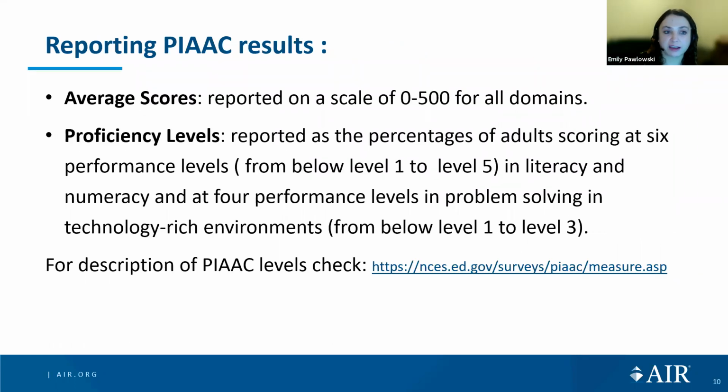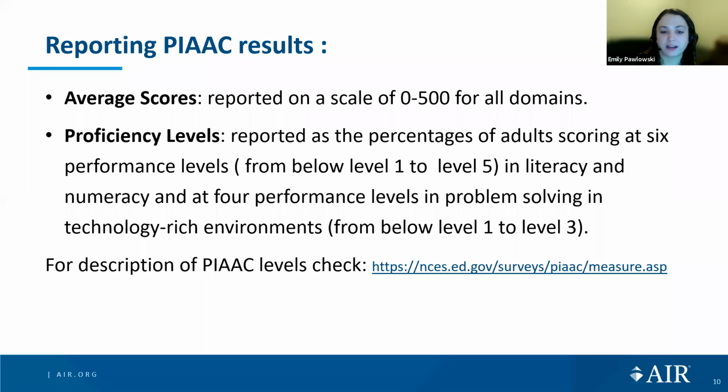And then the skill levels for these domains are reported either as average scores, so that means they're reported on a scale of 0 to 500, or as proficiency levels. So this is the percentage of adults scoring at 6 performance levels, from below level 1 to level 5 in literacy and numeracy, and then at 4 performance levels for the problem solving domain. So that's from below level 1 to level 3.